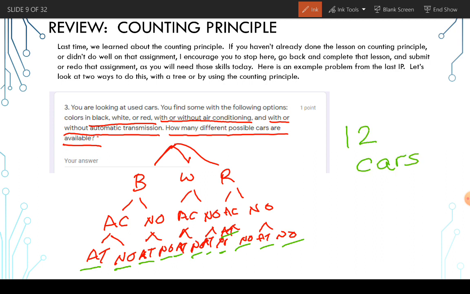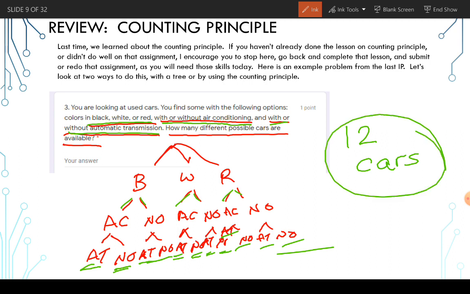So with the tree, you start with the first option they give you, then you dissect it into the 2 separate options, with or without air conditioning, and from there, with or without automatic transmission, then count the very bottom, the total, to get your number of cars possible.